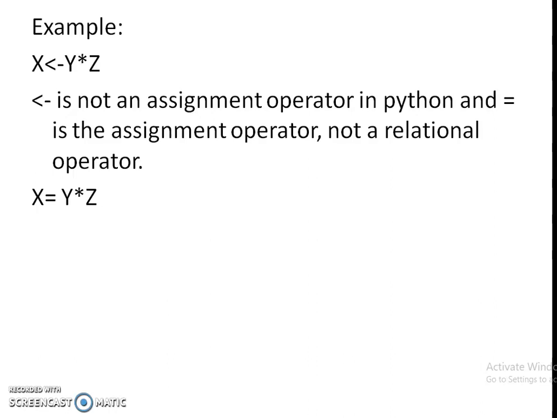Okay, have you studied this less than minus symbol? No, this is not an assignment operator in Python. And the equal to is the assignment operator, not a relational operator. Here we have two symbols, less than and minus. So the right expression is x = y * z.